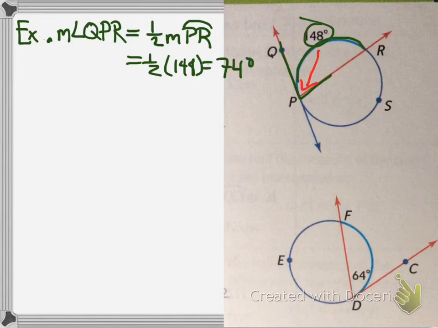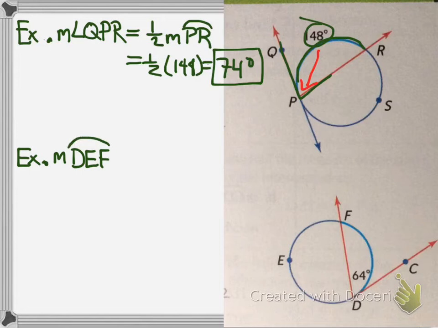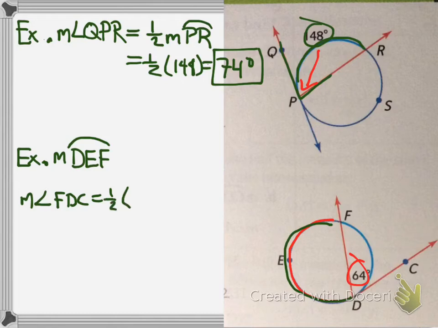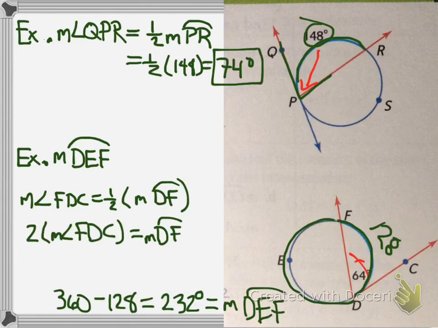So what happens on the other one? How can I make that difficult? Well, what if I were to tell you to find arc DEF? So I want this one right here. Keep in mind that angle FDC, this angle right here, is half of that arc DF.